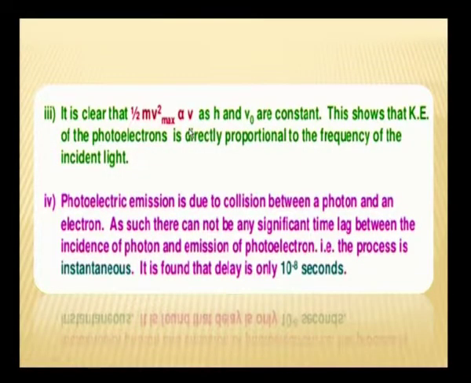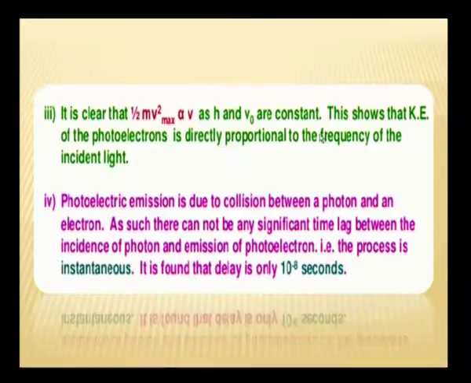Then it is clear that half m v max square, the kinetic energy of the outgoing electron, will depend upon the incident frequency. If the incident frequency becomes larger and larger, the associated kinetic energy will become larger. So the kinetic energy of the electrons is directly proportional to the frequency of the incident light. If the frequency becomes larger, the energy of the photon will be larger. The work function for a given metal is the same. Therefore, the remaining energy will come as kinetic energy, so obviously the remaining energy, and hence the kinetic energy, will be large.